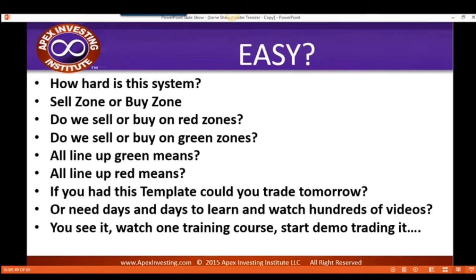No. Get it, use the template, trade it in demo, make sure you got it down, make sure you're following the rules, okay? Be successful in demo and then live trade it. But my point is, I said this wasn't a training webinar, it's just an overview, but yeah, there's a step-by-step training course I want you to watch, but you got it.